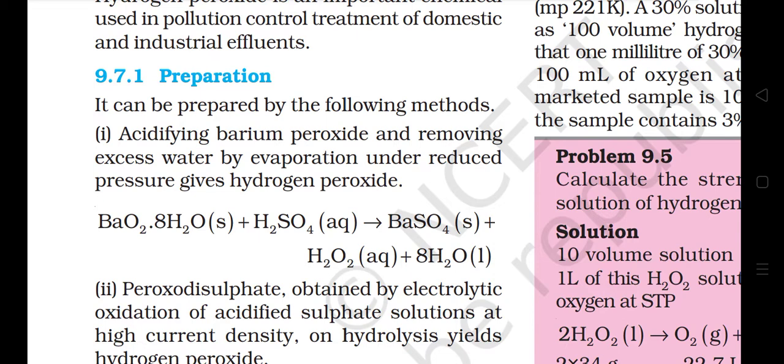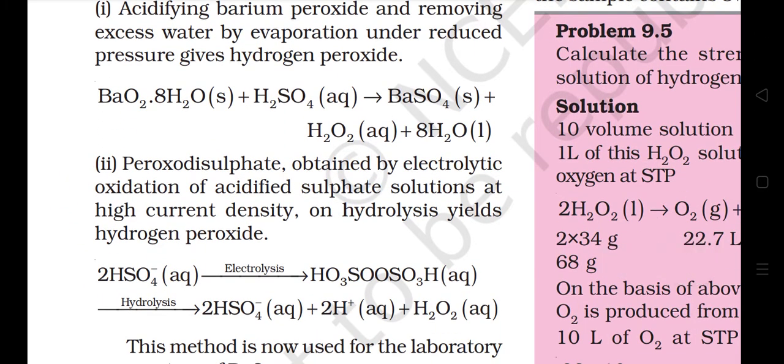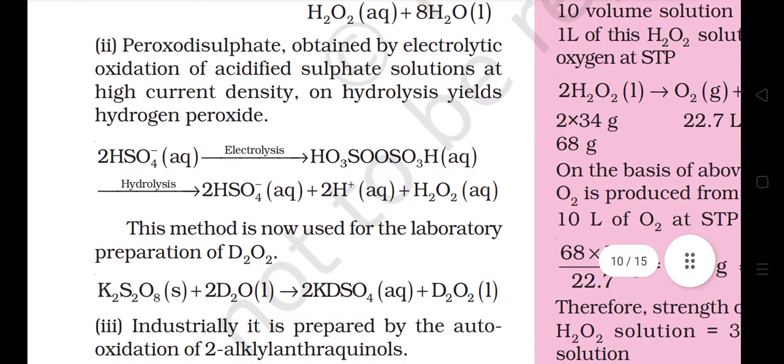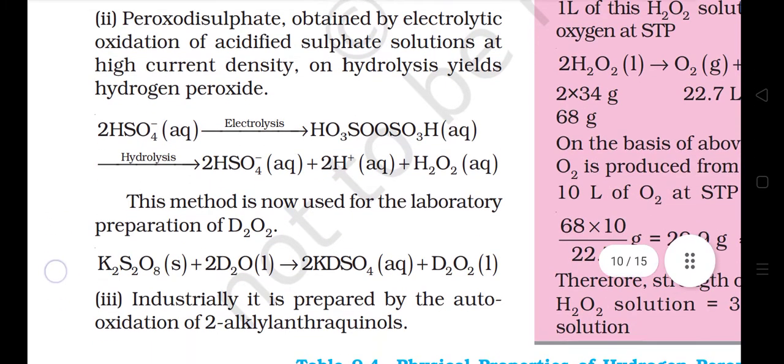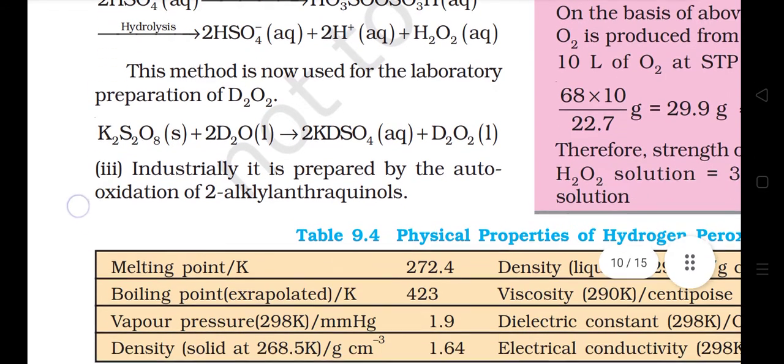1. Acidifying barium peroxide and removing excess water by evaporation under reduced pressure gives hydrogen peroxide. 2. Peroxodisulfate obtained by electrolytic oxidation of acidified sulfate solutions at high current density, on hydrolysis yields hydrogen peroxide. This method is now used for the laboratory preparation of D2O2. 3. Industrially, it is prepared by the auto-oxidation of 2-alkylanthraquinols.